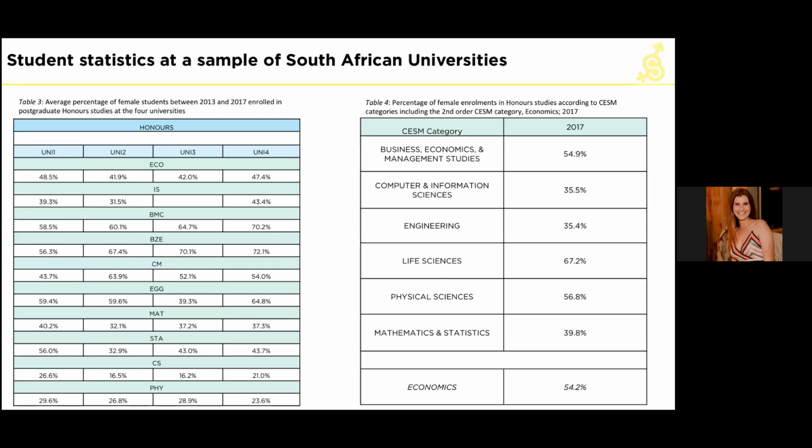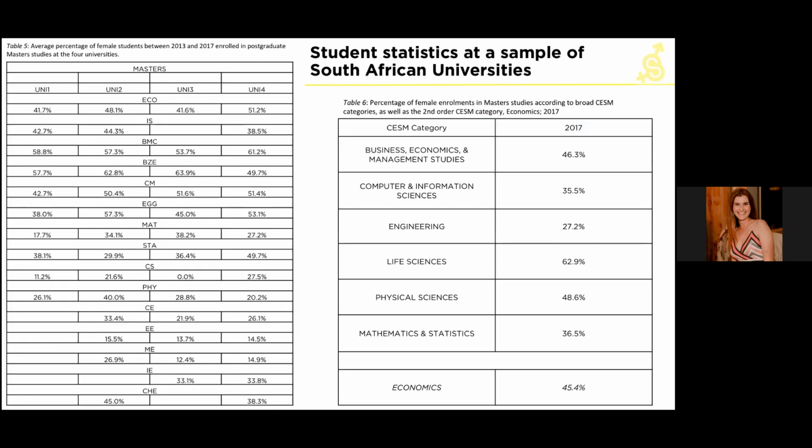It is only in the departments of BMC, BZE, CM, and EGT that there are a larger proportion of females than in economics. At the master's level, there are big differences between the 4 universities. Some departments at some universities experience drop-offs in female participation when going from honours to master's level, while others experienced increases. The 2 departments that experienced the largest drop-offs were BMC and BZE.